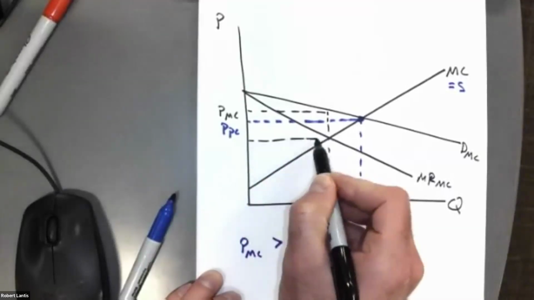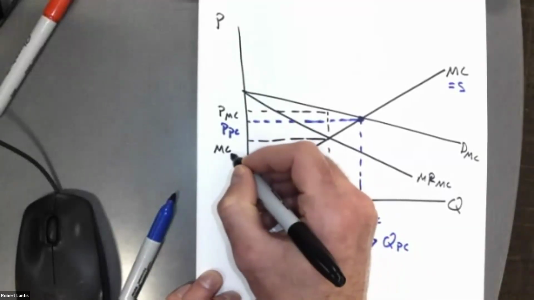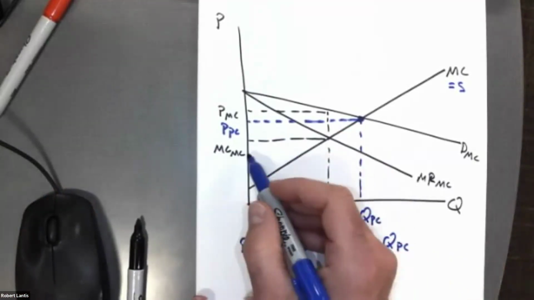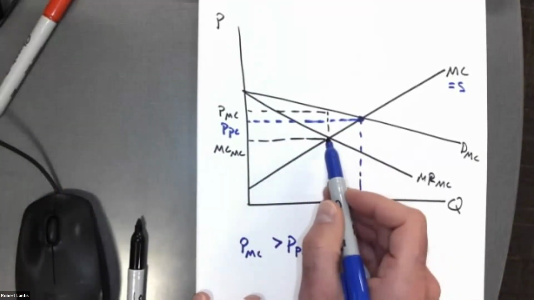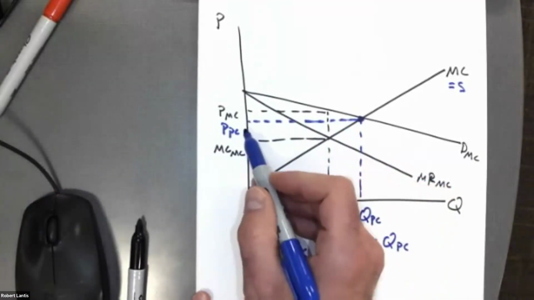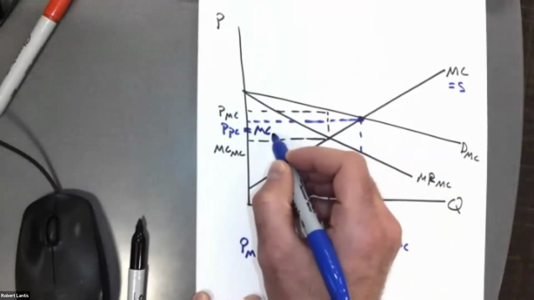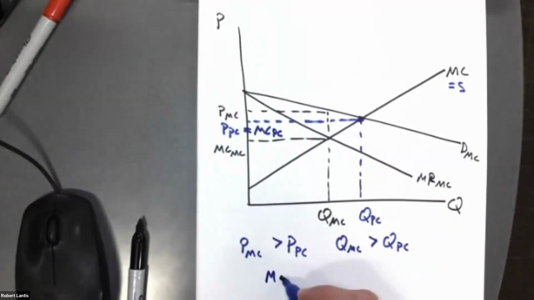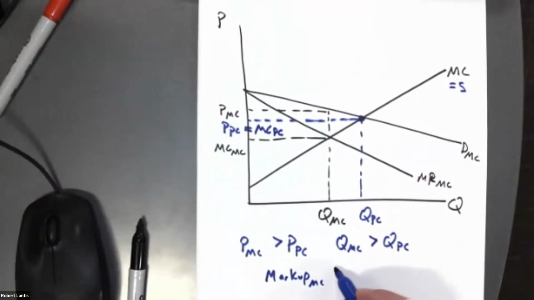So if we wanted to, what's the marginal cost of a monopolistically competitive firm? It'd be down here, right? At that quantity, this is their marginal cost. What's the marginal cost? Well, it's exactly the same as the price for a perfectly competitive firm. So the markup, because there is some markup for a monopolistically competitive firm, and the markup for a perfectly competitive firm is 0, the markup for the monopolistically competitive firm will be a little bit larger.